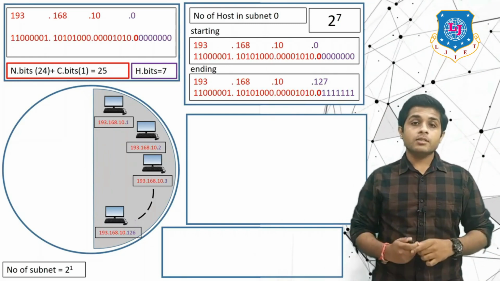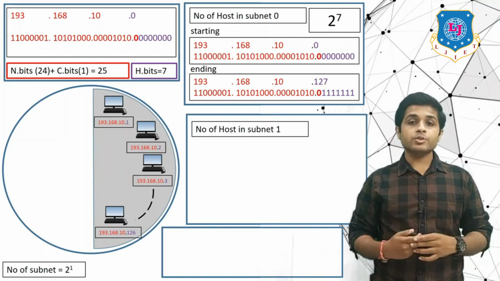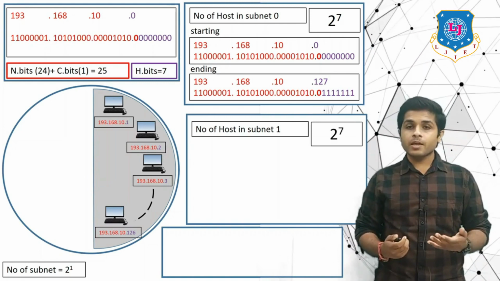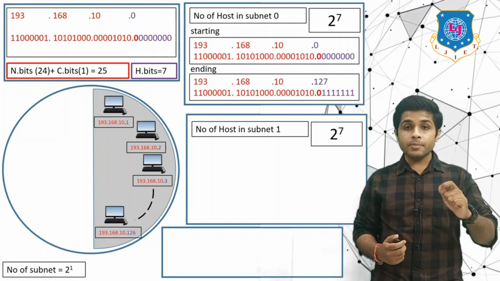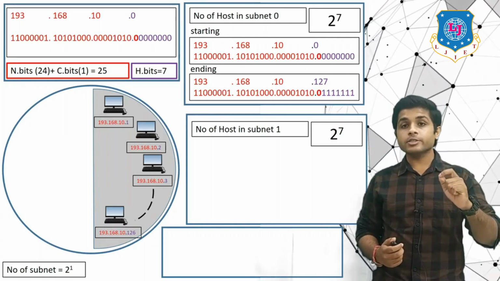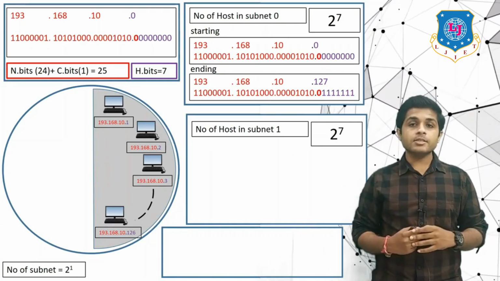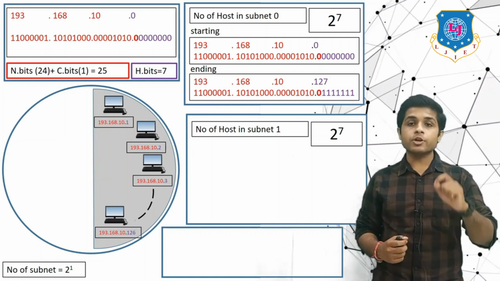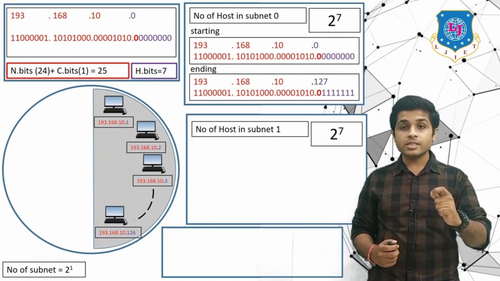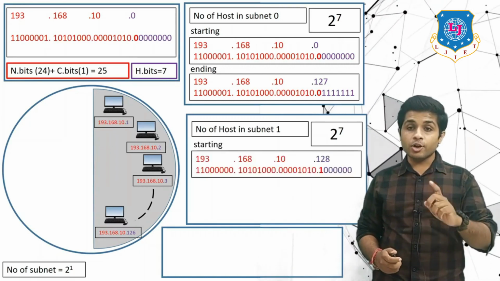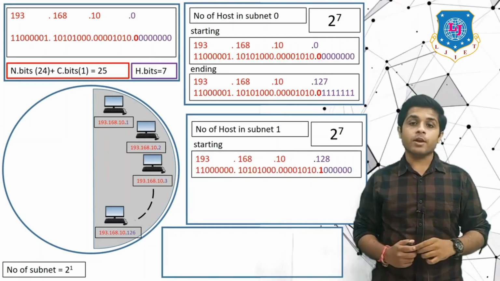Now let's see the number of hosts in subnet 1. To find the hosts in subnet 1, you will get it using the equation 2 raised to 7. Now what will be the first address in subnet 1? So if we increment 1 to the last address of subnet 0, you will get the first address in subnet 1. What is the last address in subnet 0? It is 193.168.10.127. So if you increment 1, you will get 193.168.10.128, and notice the converted bit is changed. So the converted bit has become 1.